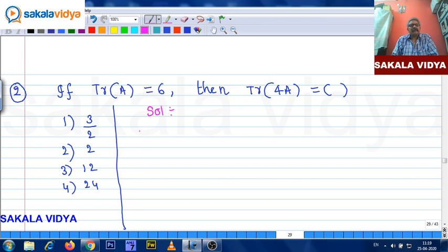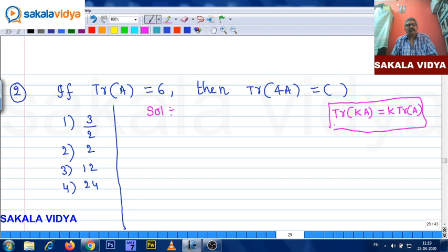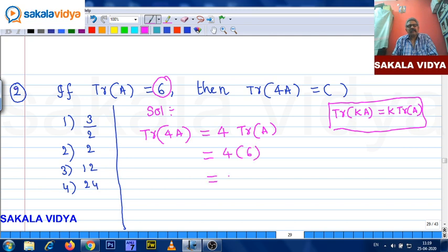See, we know the concept: trace of some scalar multiplied by A is equal to the scalar multiplied by trace of A. This concept you need to remember. So trace of 4A is equal to 4 times trace of A. Trace of A is given as 6. So 4 multiplied by 6, the answer is 24. So the fourth option is correct.